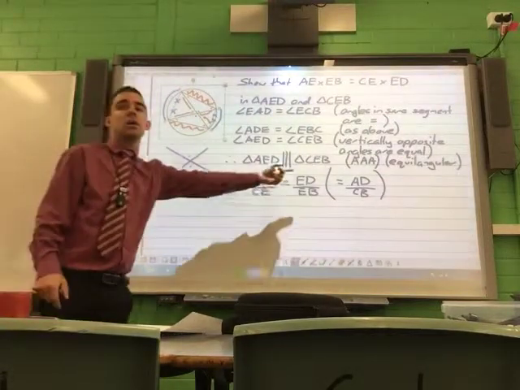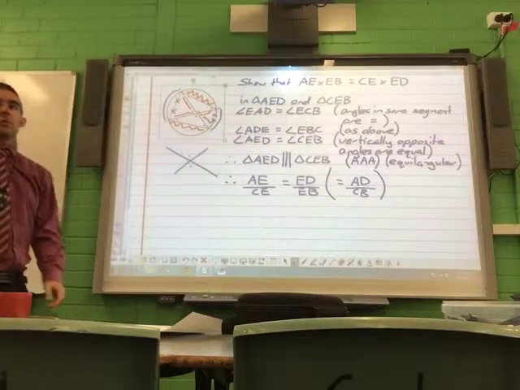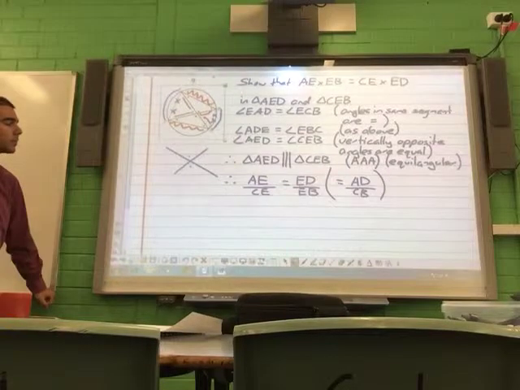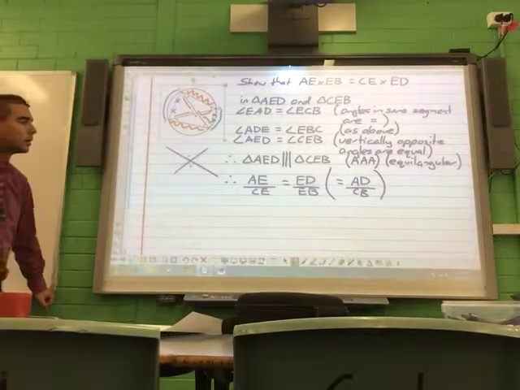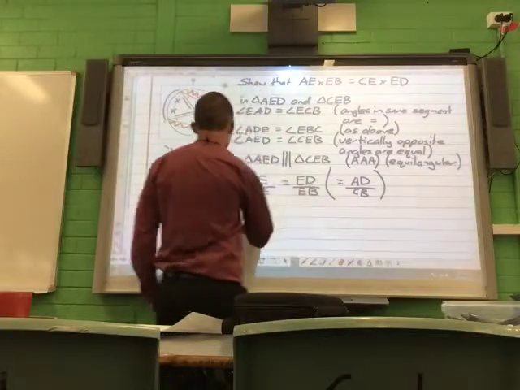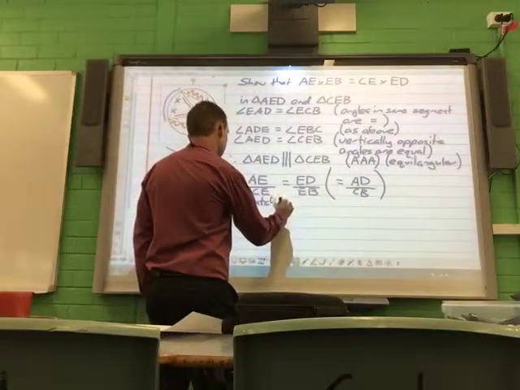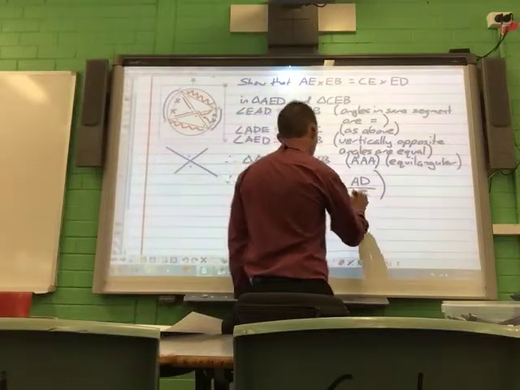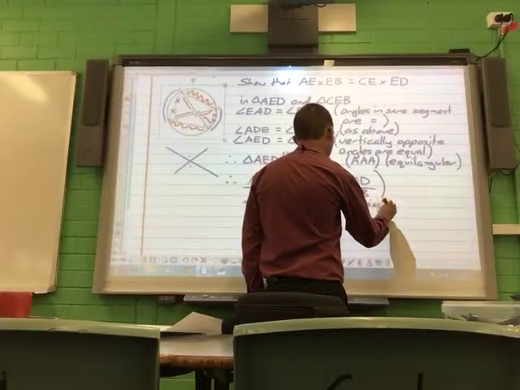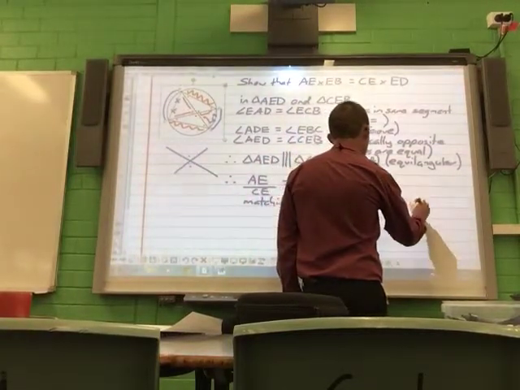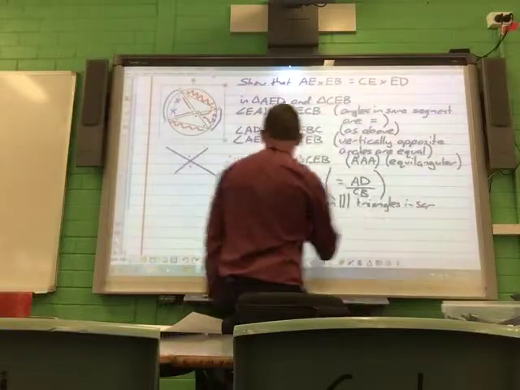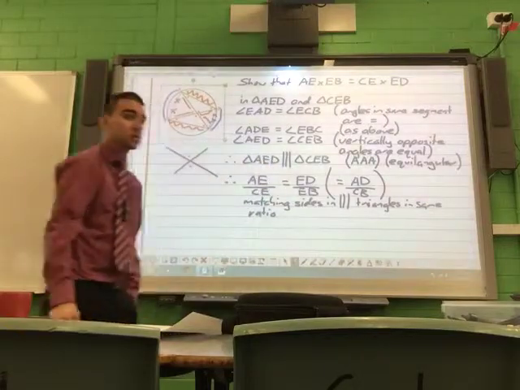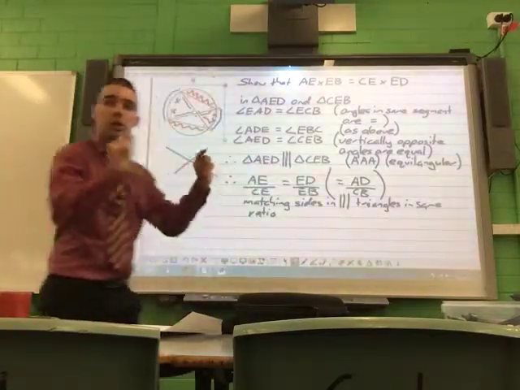Okay, this ratio gives you the scale factor. So if you've ever done work with scale factors, okay, that's what we're doing. Okay, so let's say the reason: matching sides in similar triangles in same ratio. It means both these fractions will simplify down to the same thing, as well as this one if we knew the length of all the sides.